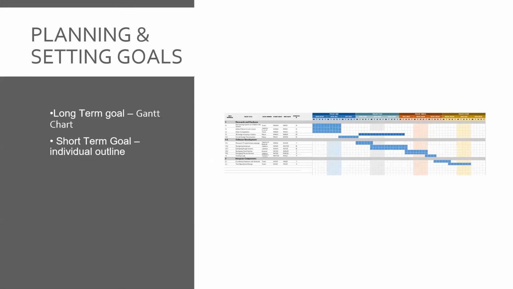For planning and setting goals, we created a Gantt chart, as you can see over here. We split it up in 4 phases. We did have to make adjustments to this in the middle of our semester because we were lagging behind. But we created a phase 1, which allowed us to do some research and get everything ready for our project.